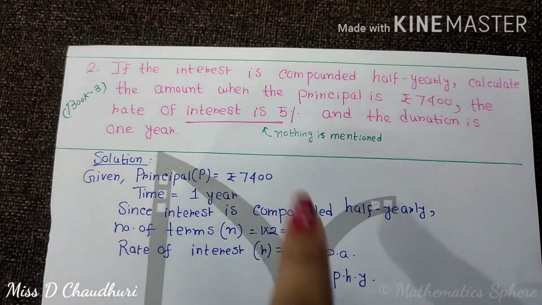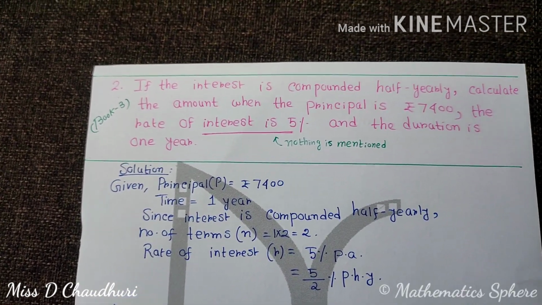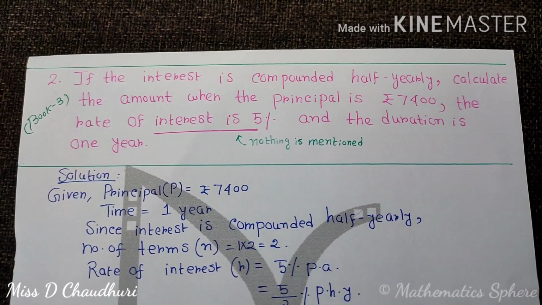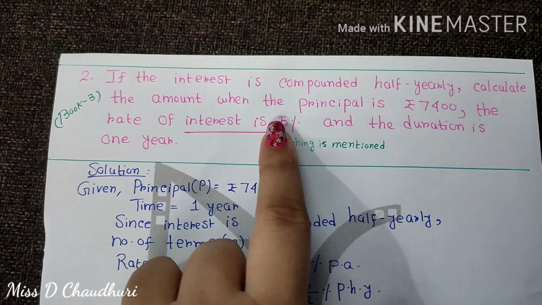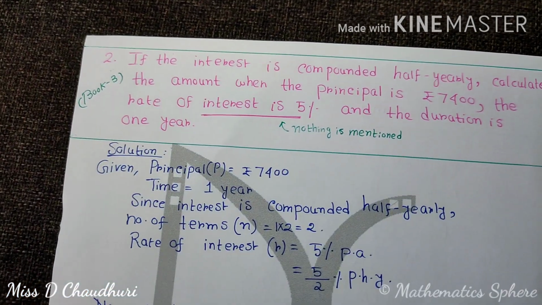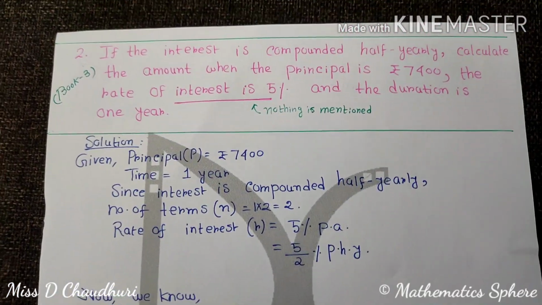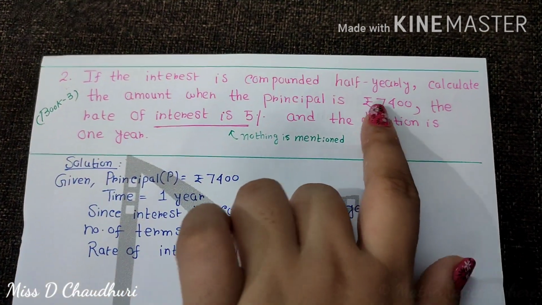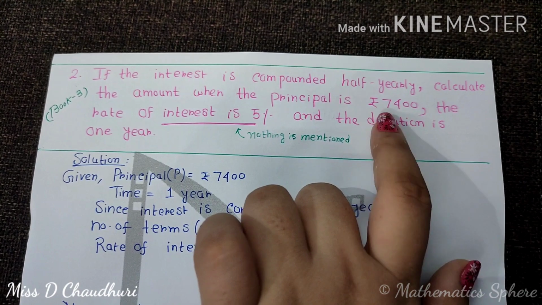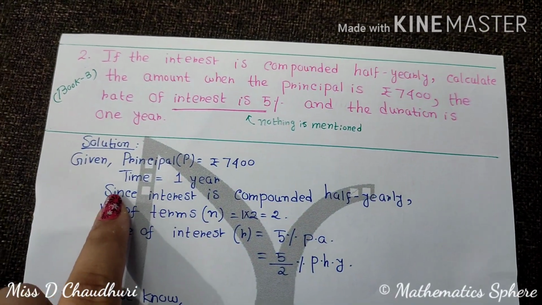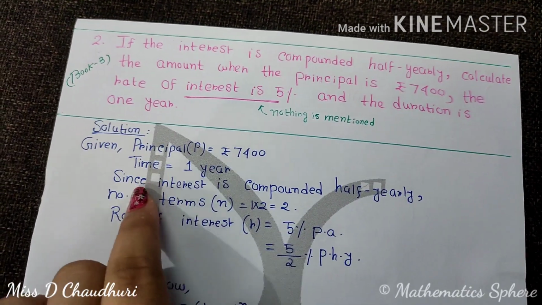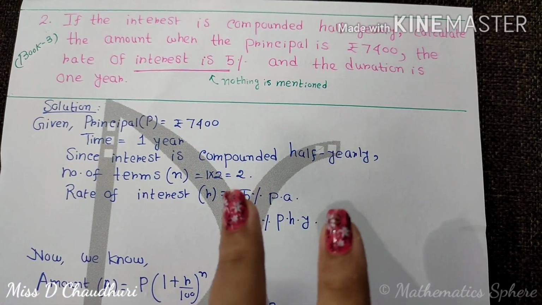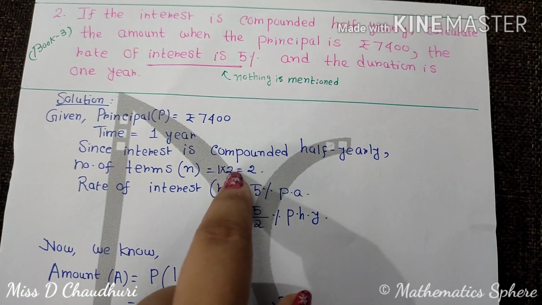Now they have given that the rate of interest is 5%. See, after 5% they have not mentioned any unit, but here, if nothing is mentioned, we are going to take it as per annum only. Okay, and the duration is 1 year, means the time is 1 year. So what are the things we will get from this? So given the principal P is 7,400, that is easily seen from the question only. Now time is 1 year, but since the interest is compounded half yearly, in 1 year there are 2 half years, right? So the number of terms N will be 1 into 2, that is 2.